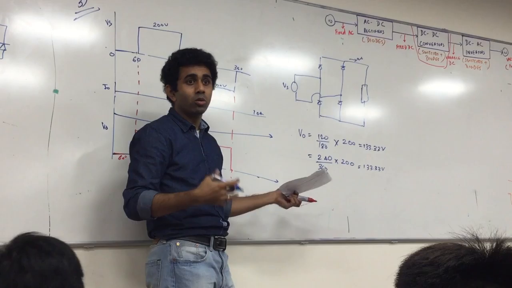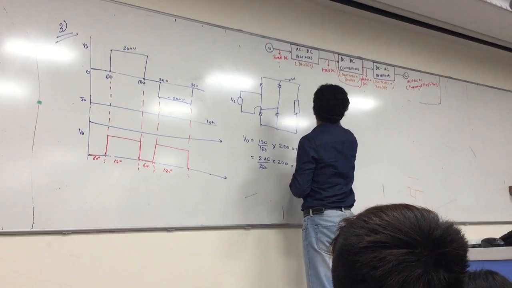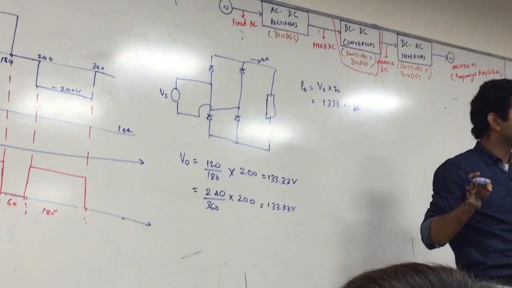What is the average output power? This voltage into my current. So P is just VO into IO, which is 10 times 133.33, that is 1333.3 watts. Okay? Easy part, right? Let's get to the difficult part now.